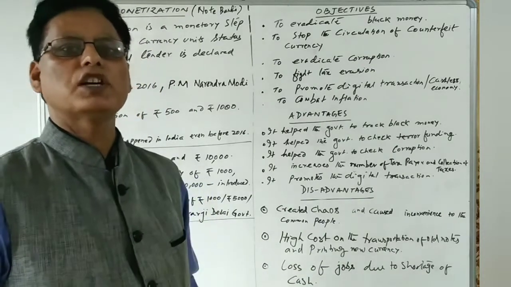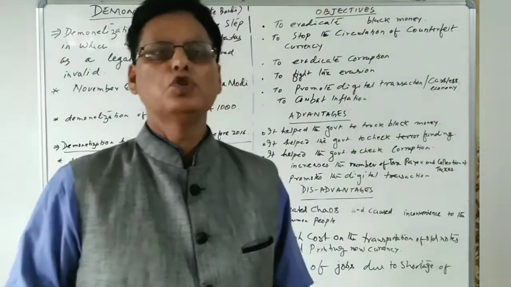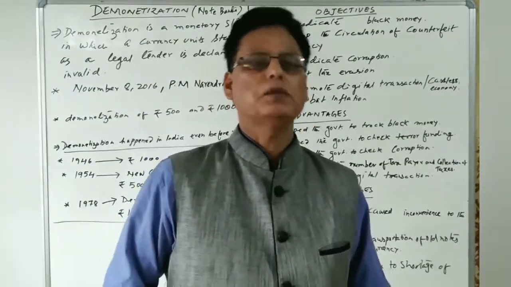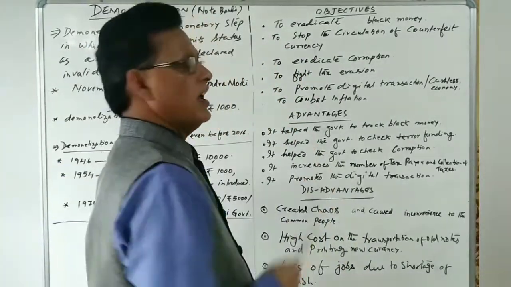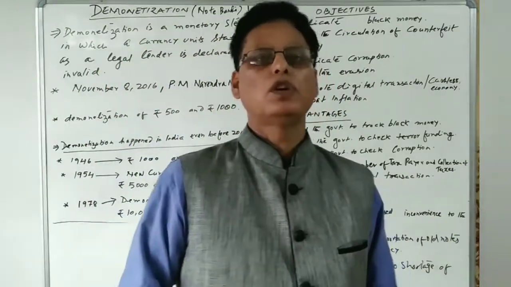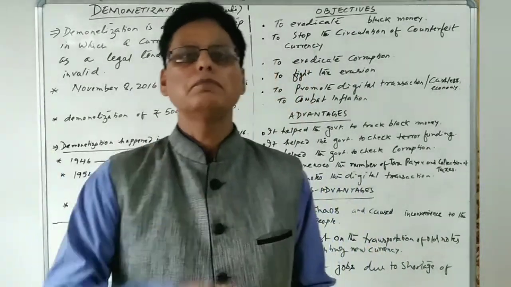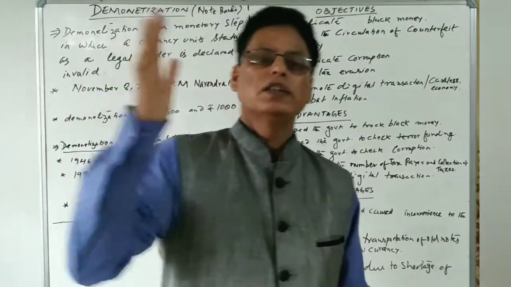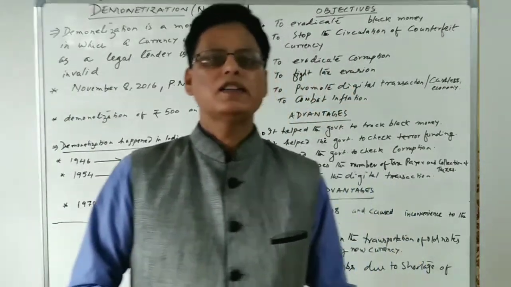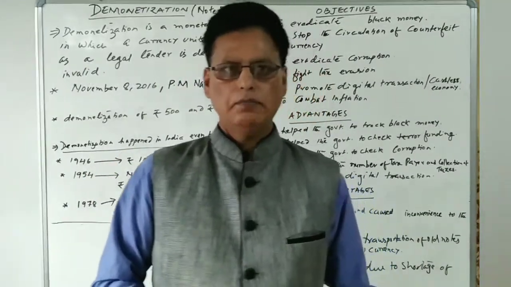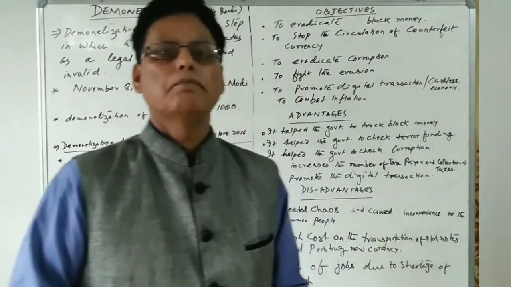One of the important objectives of demonetization is to eradicate black money, to check the black money. The objective was to check the black money in circulation which is not in the notice of the income tax department. So the government decided that all money will be deposited into the bank, and it will come to the notice of the Reserve Bank and the income tax department, and certainly it will help to check black money from the economy.